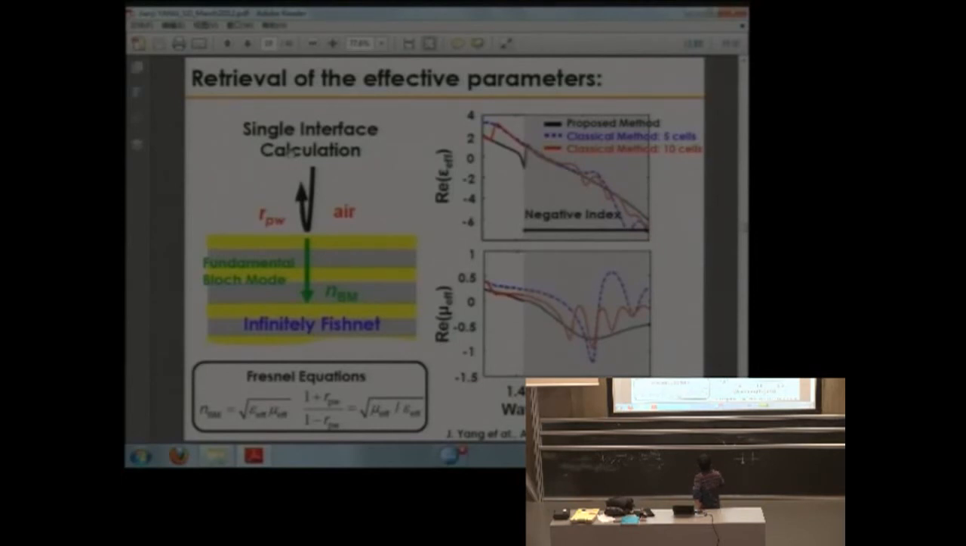What's more, in those results retrieved by the classical method, there are some resonance features. In fact, those features come from the dipole resonance in the finite fishnet slab. Those resonance features should not appear in the retrieved material parameters. Clearly, as an advantage, our method can avoid those dipole artifacts.